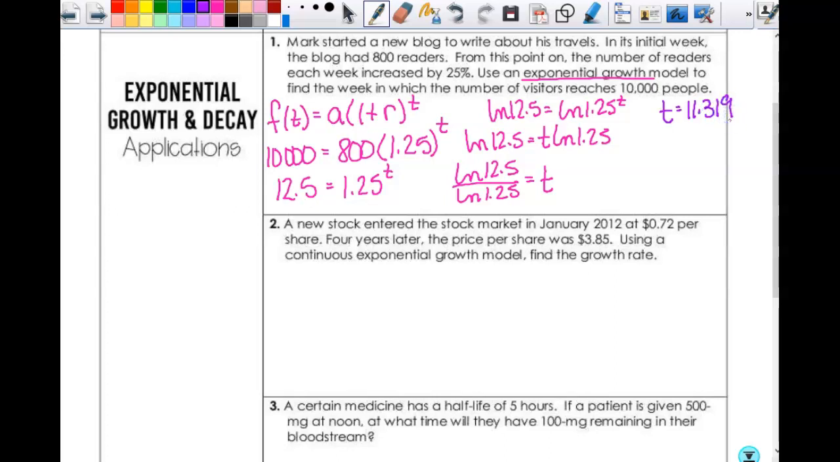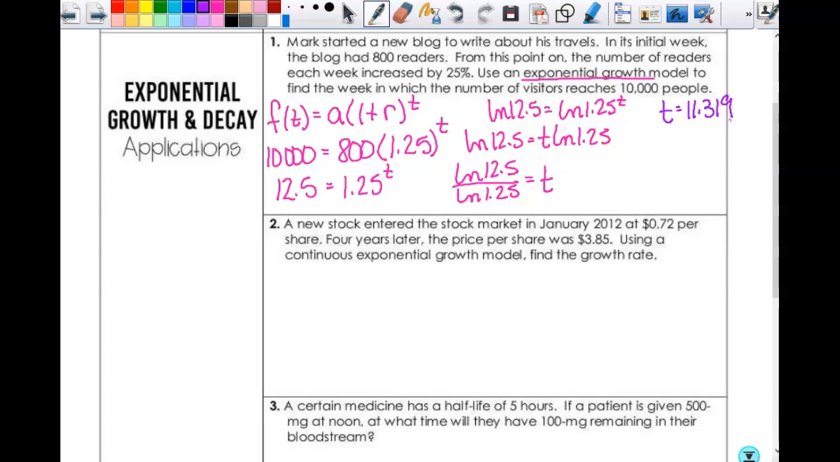So you should get that t equals 11.319. But guess what? Just getting a number, it's exactly what you did in Algebra 2, and any monkey can push buttons on a calculator, but you have to be able to interpret that number and actually answer the question that's being asked. So it says, find the week in which the number of visitors reaches 10,000 people. Okay? So in what week is it going to reach 10,000 people?